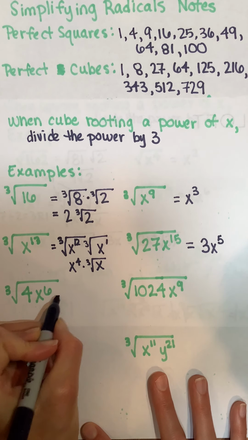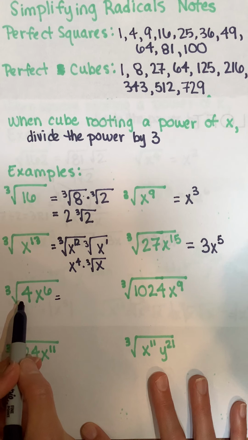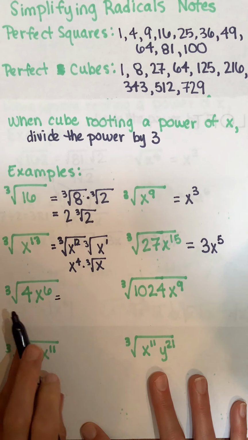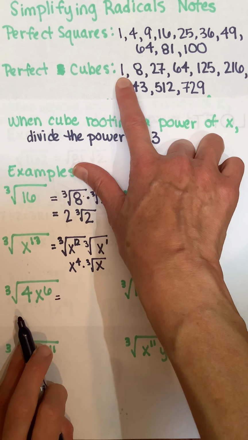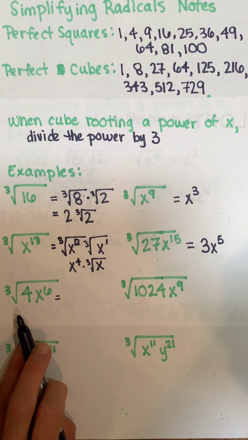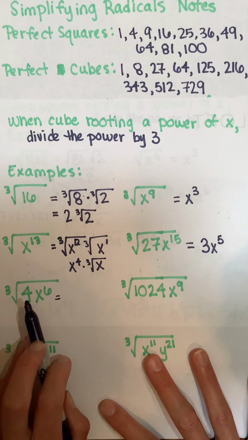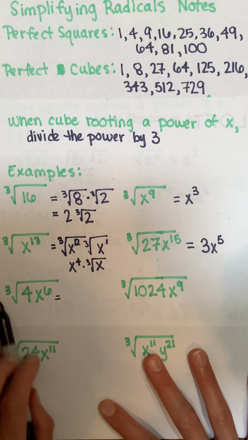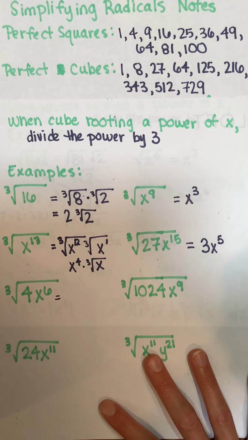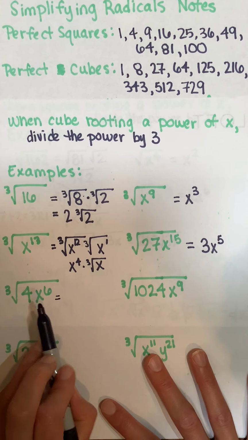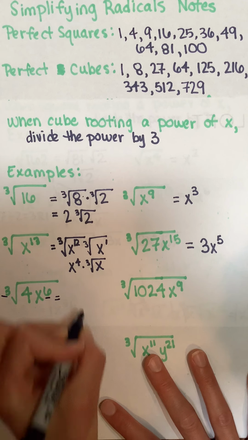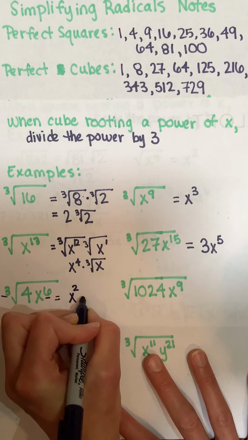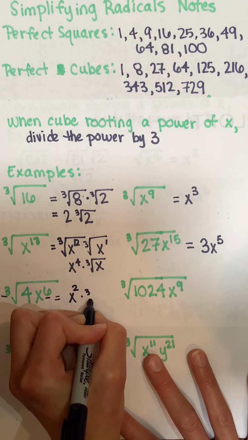Okay, next one is the cube root of 4x to the 6th. 4 is not on our list of perfect cubes. I can divide a 1 out, but that's not going to make it any smaller. So I can't really do anything to reduce that 4 under that radical. But I can cube root x to the 6th since that's divisible by 3. So I'm going to take 6, divide by 3, and get x squared. And that 4 just remains under the radical.